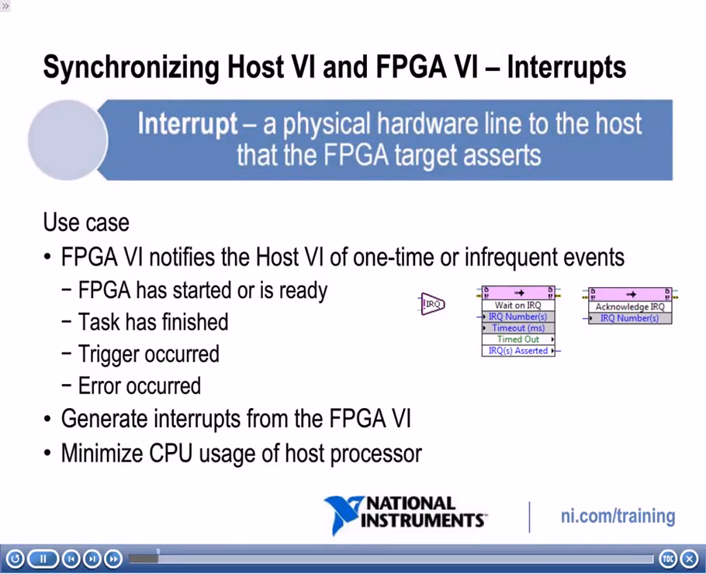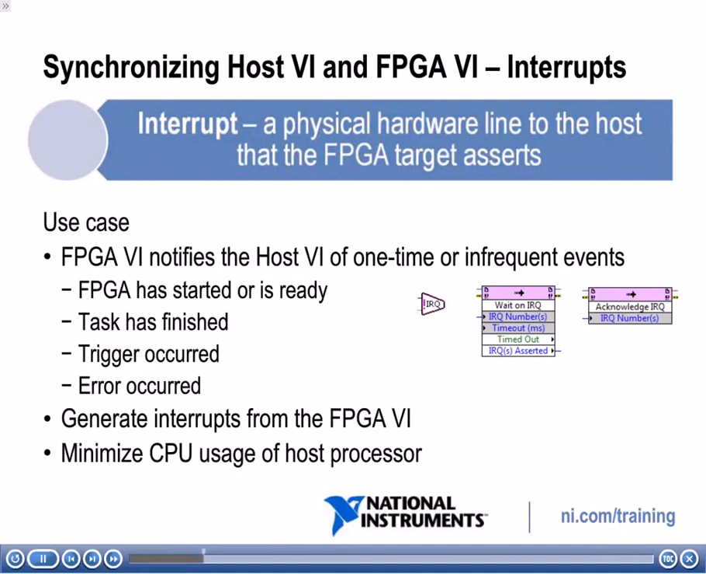So what is an interrupt? An interrupt is a physical hardware line to the host that the FPGA target can assert. One of the use cases for using interrupts is if you want the FPGA VI to notify the host VI of one-time or infrequent events that happened on the FPGA. For example, you can have the FPGA notify the host when the FPGA has started or is ready. You can also notify whether a task has finished on the FPGA, or a trigger occurred, or an error occurred.